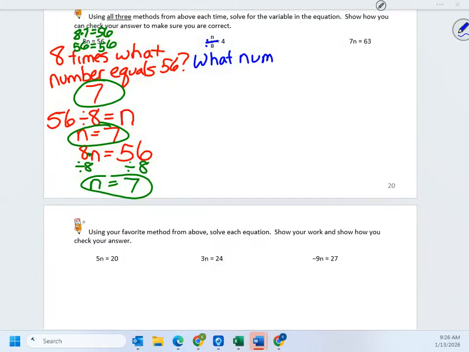Perfect. What number divided by 8 equals 4? Who knows their math facts? What number divided by 8 is going to equal 4? Jackson? So our number is going to be big. And we're going to divide it by 8 to go all the way down to 4. Alex? 32.